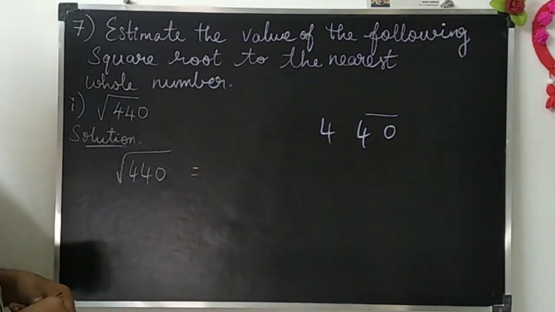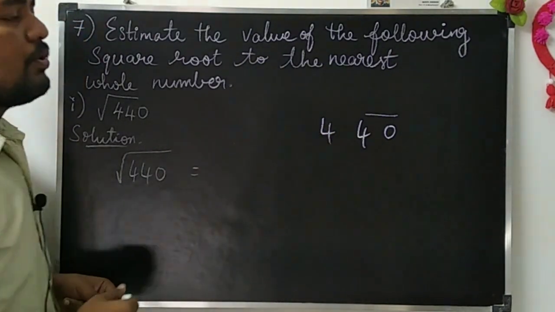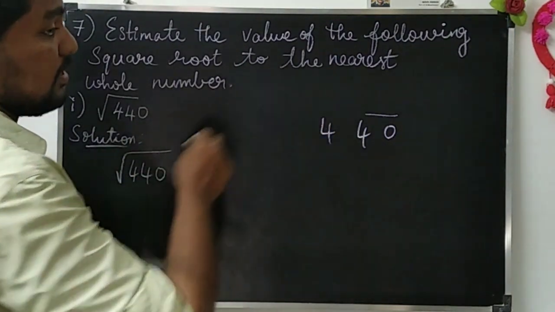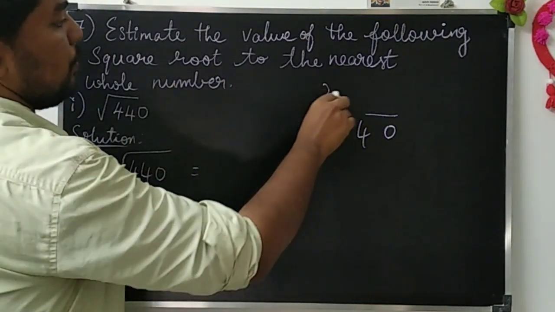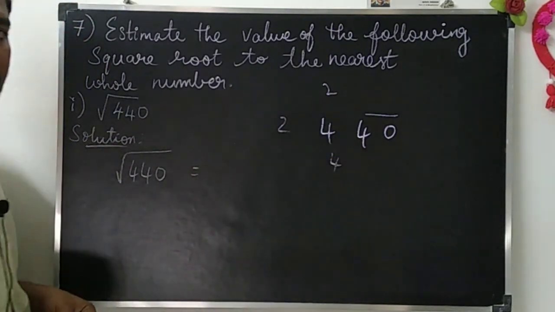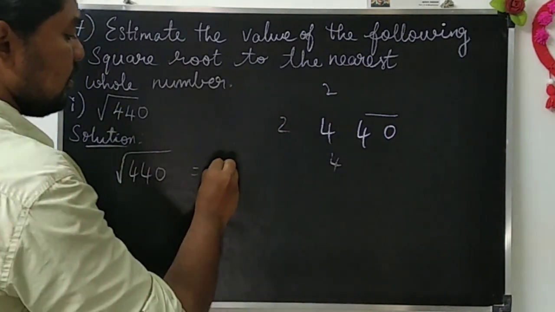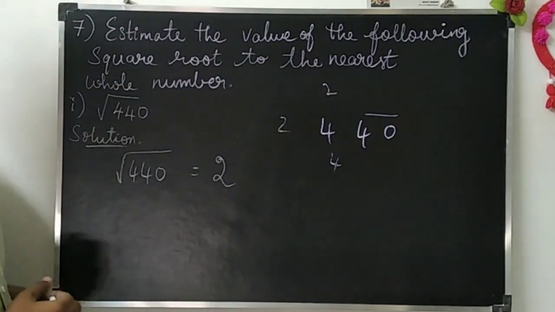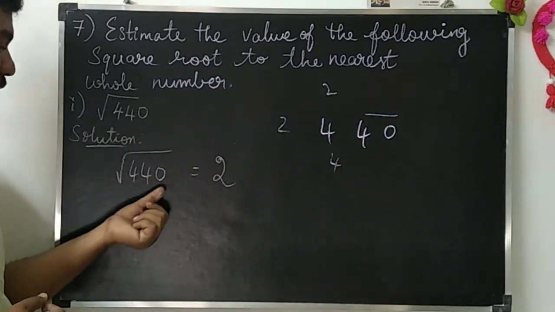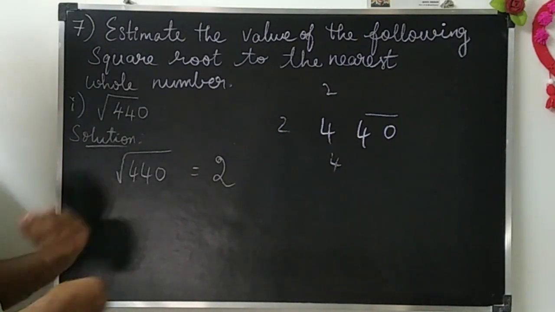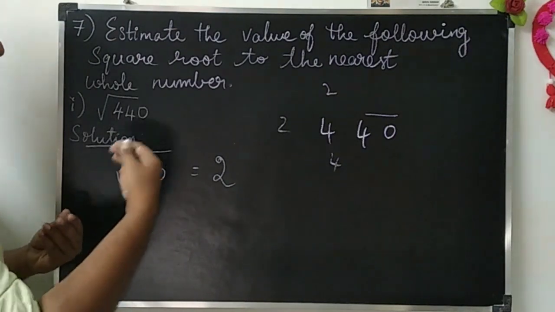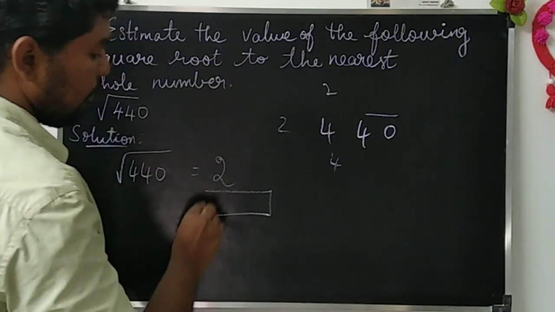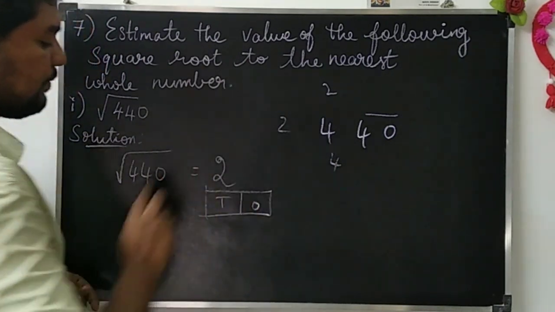In the long division method we use the quotient and divisor as the same number. So if you write 2 you will get 4. So the first digit is definitely 2. The number of digits is 3: 4, 4, 0. The square root will have fewer digits than the given number, so it definitely contains only 2 digits, ones and tens.